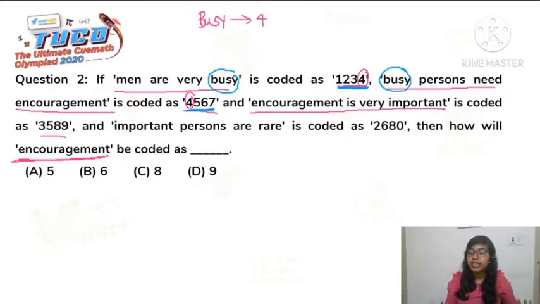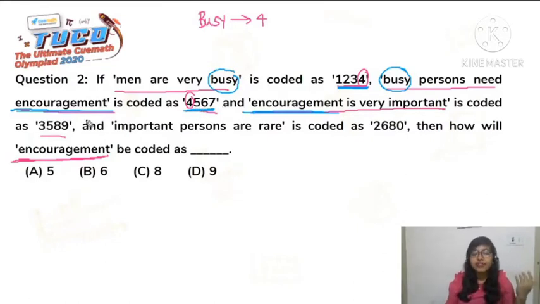Now look into the second and the third statement carefully. If you see, the second statement is busy persons need encouragement. Encouragement is very important. So what we have here is encouragement being common. One is encouragement here and the other one is encouragement here. Now forget about 4. 4 is not into consideration.